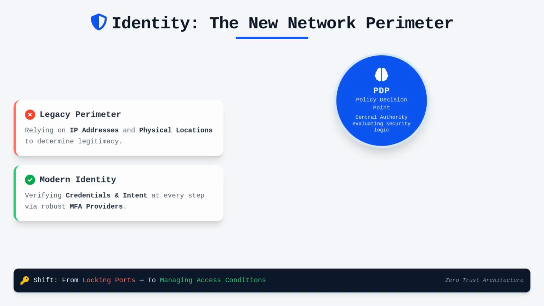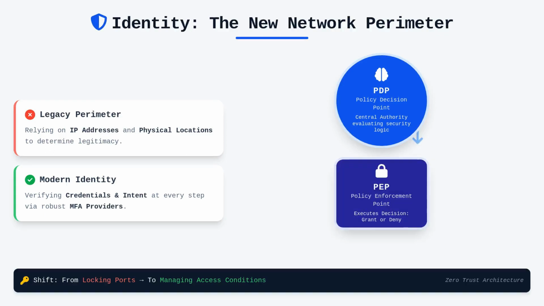This is where the concepts of policy decision points and policy enforcement points become vital to our design. A policy decision point acts as the central authority that evaluates requests against predefined security logic and organizational intent. Once the decision is made, a policy enforcement point sits in the path between the user and the protected resource to execute that decision by granting or denying access.